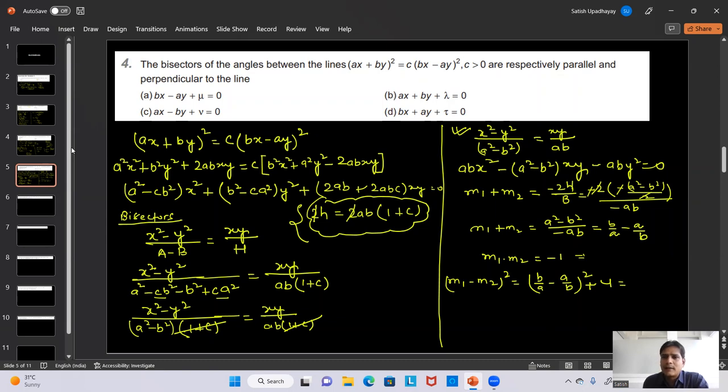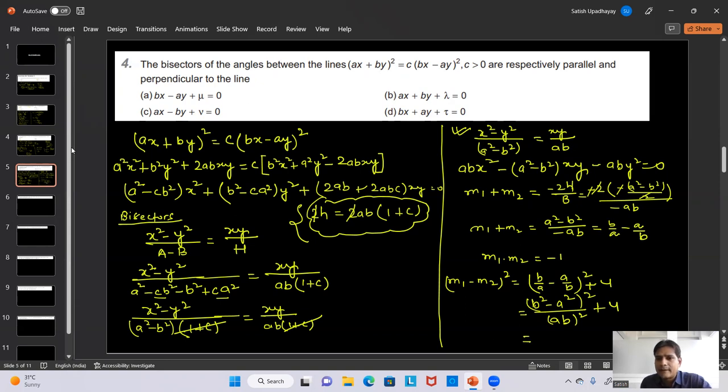We will get this thing, b square... this is correct only, no? So ab... we have to just simplify it. My target is to find the value of m1 and m2, so that then we can see these lines will be perpendicular and parallel to which given lines. So 4 times m1 m2, minus minus, it will be 4. And (m1 plus m2) square is (b square minus a square) whole square upon a square b square, plus 4.